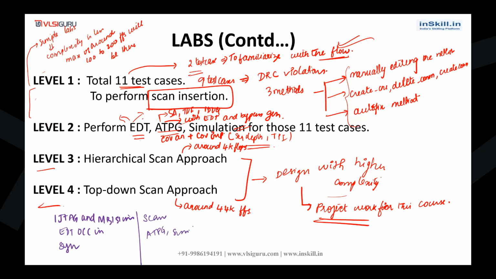If you observe, in level 1 and level 2 projects we didn't have the EMBED insertion, JTAG insertion, OCC insertion. All these things were not there in the level 1 and level 2 projects. In level 1 and level 2, we just did scan, EDT, ATPG and simulations. But the whole flow will be covered in the level 3 and level 4 projects.